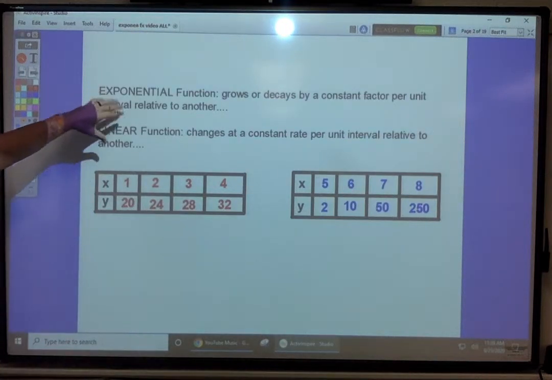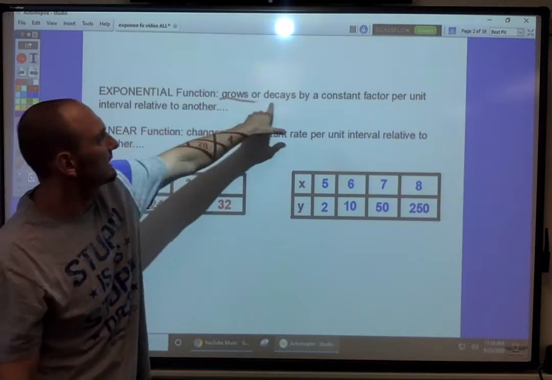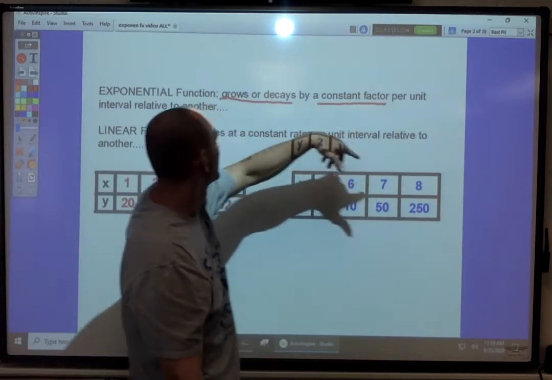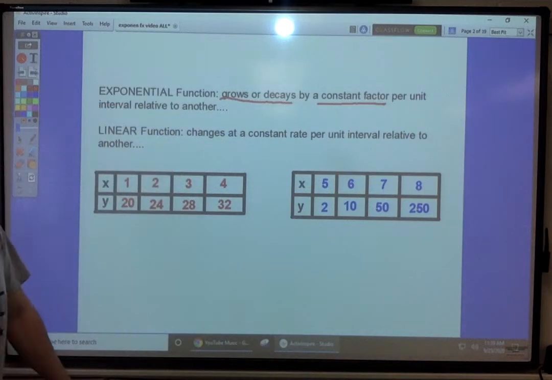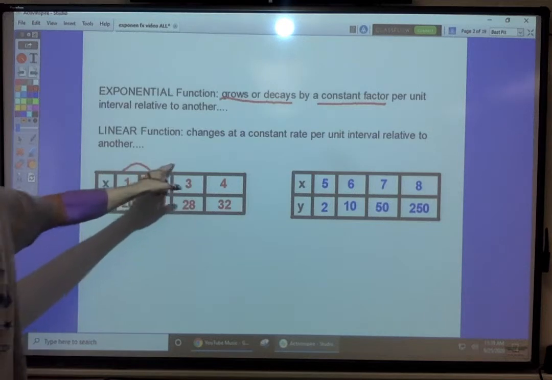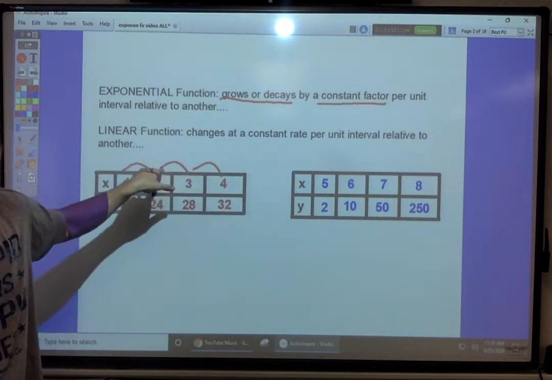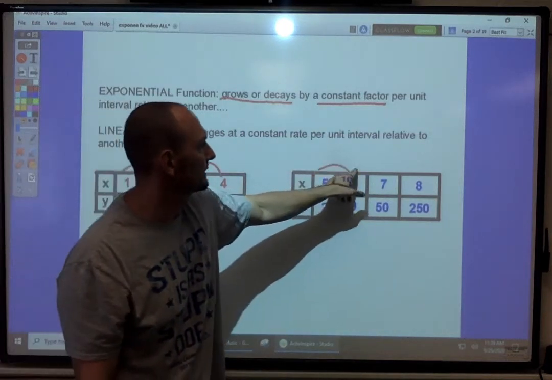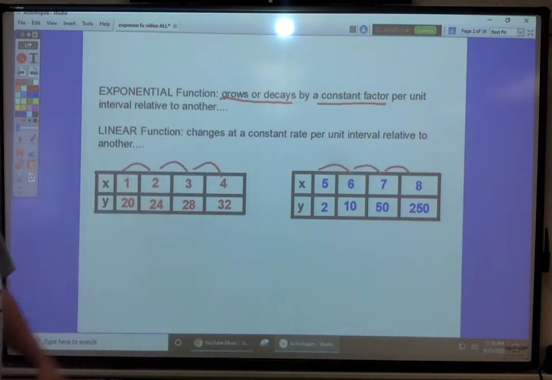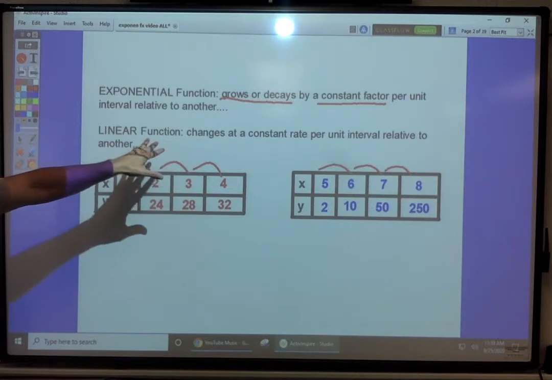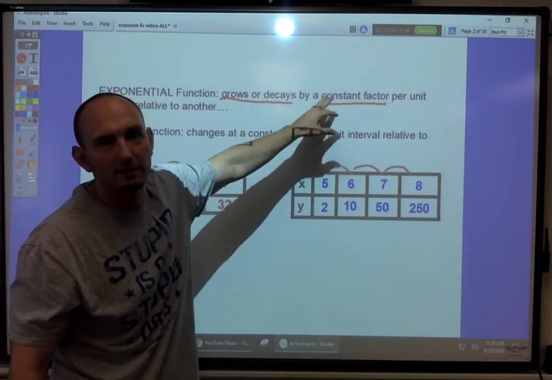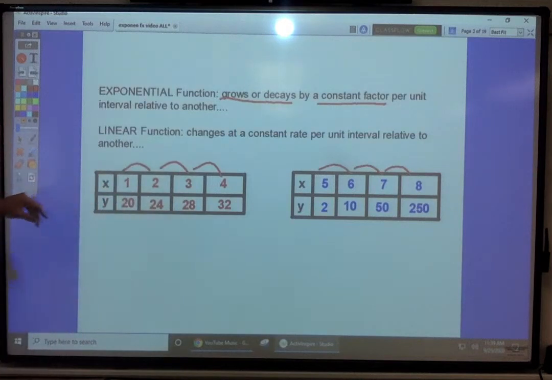And I've got some definitions here. Exponential grows or decays by a constant factor, so what we multiply by, for a unit interval relative to another. What that means is this goes up 1. That's your unit interval. Here it's going up 1. So as this does 1, is this doing the same thing down here? And this is kind of the same words, it changes at a constant rate. Here you got a factor, here you got a constant rate.